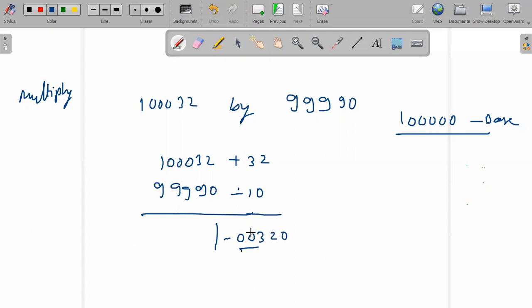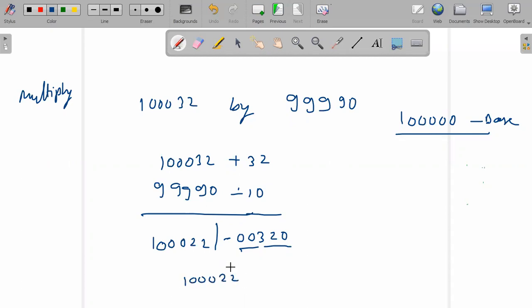Why am I taking this 00? Because the digits are 3, but we need 5 digits to be there. That's why I'm putting 00. Okay, and what about this one? 100032 minus 10 will be 100022. Now again, subtraction.